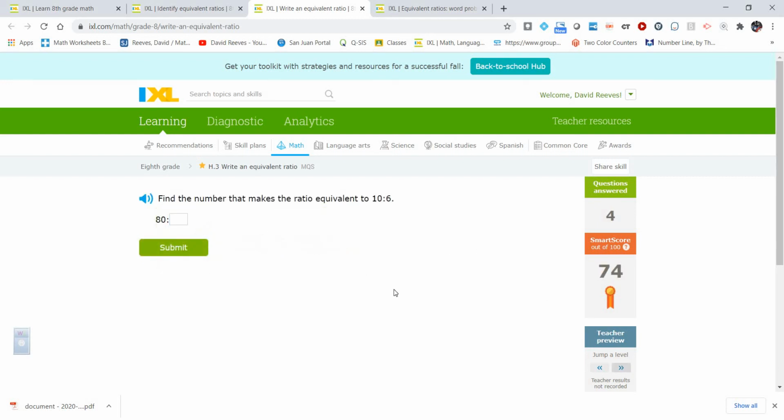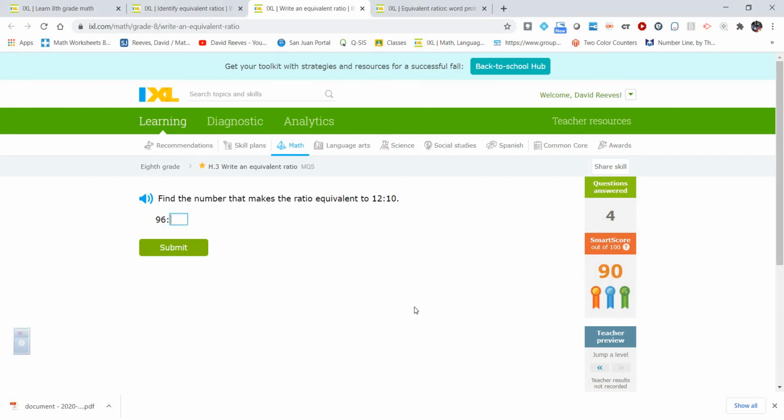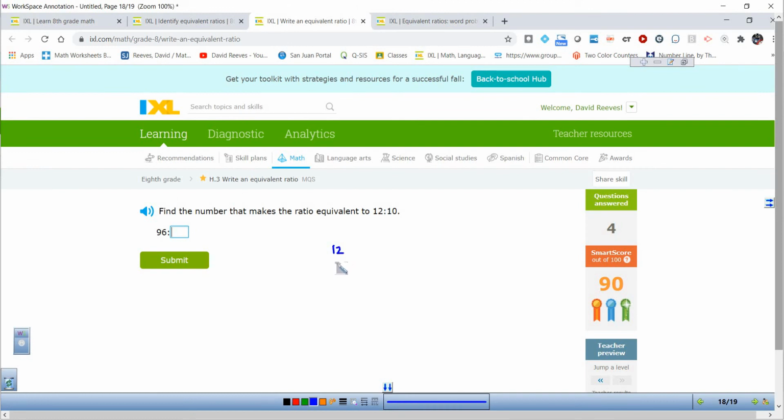Okay. Are we in the challenge zone? Is there a challenge zone? Why is it not going to the next level? Here we go. I knew that challenge zone was waiting for us. All right, but again, it's not really anything all that more difficult, especially if you know your multiplication tables here.